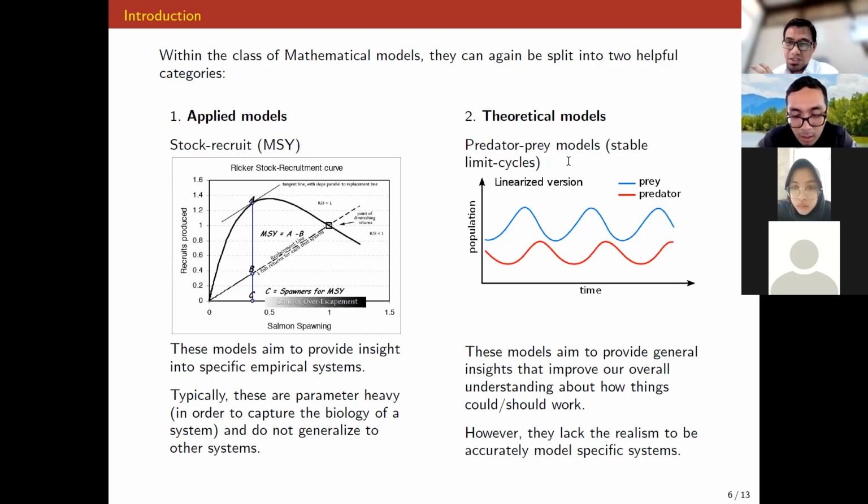Or maybe we can also use other cases. Can you mention an example of predator and prey in nature? For example, tiger, tiger and what? Some species, some animals.